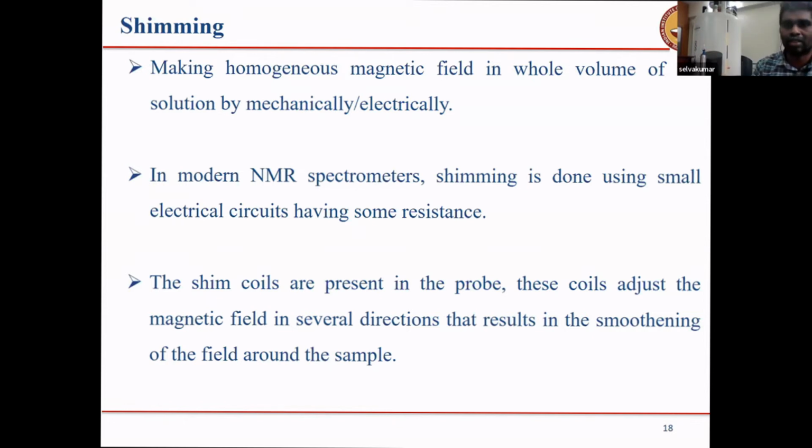The shim coils are present in the probe head. This is the probe actually. Inside, tuning and matching rods are there, locking coils are there, and shimming also happens inside. This is the most important part in the NMR spectrometer.